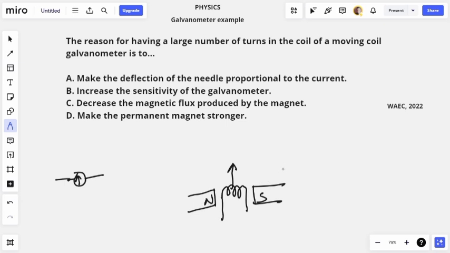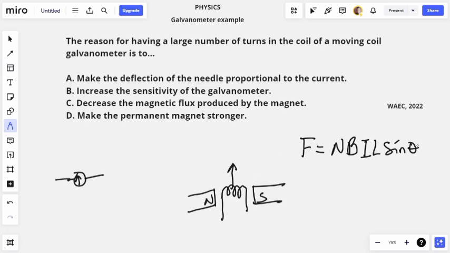So now, based on the theory of electromagnetism, when you place a conductor in a magnetic field and then pass a current through that conductor, the conductor will experience a force. And that force depends on what? The number of turns of the conductor, the strength of the magnetic field, the current through the conductor, the length of the conductor, and also the sine of the angle at which you place the conductor in that field.